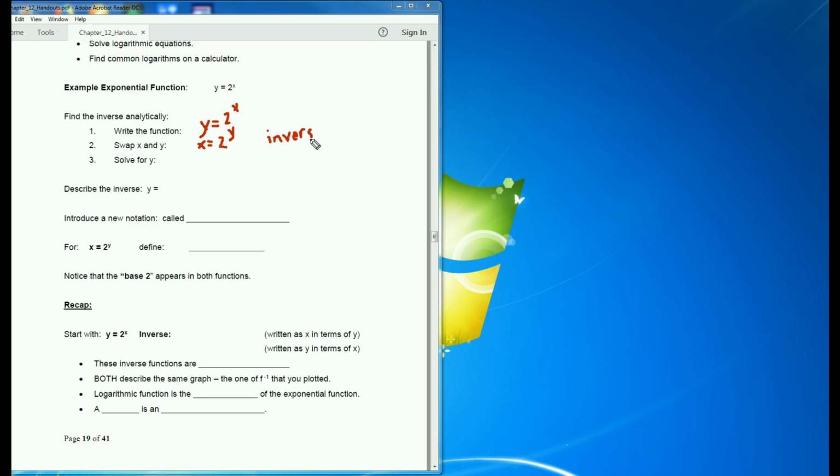Okay. But the problem is, again, we don't usually write our functions as x equals stuff. We want to write it as y equals stuff. So we want to be able to solve this equation, this inverse, for y equals stuff. Okay? But the problem is, we don't know how to do that. We don't have a method yet, because this y is up in the exponent, and we don't know how to solve to get it out of that exponent so that we can have y equals stuff.